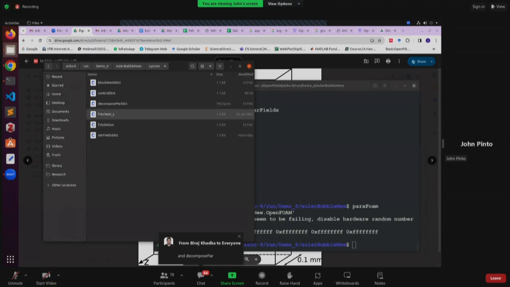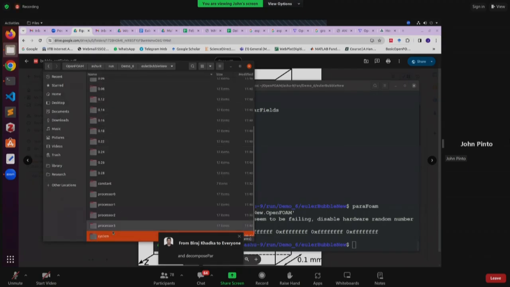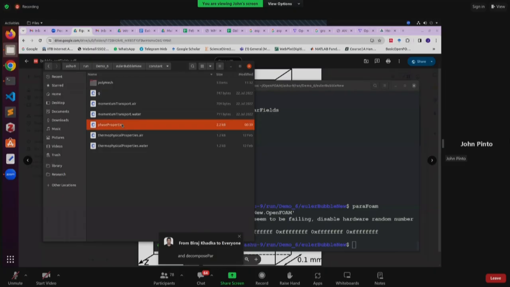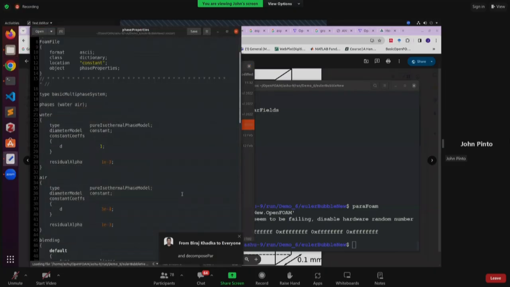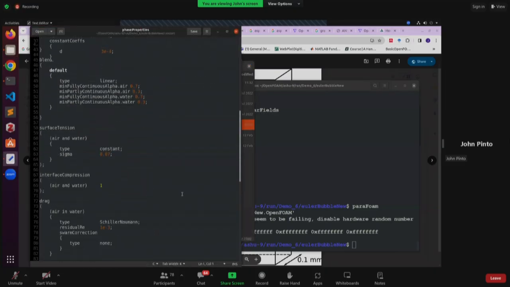Go to system constant phase properties, and maybe this interfacial compression that is there, maybe reduce it a little, make it 0.1, 0.2. This is something that you can try, but you can try that on your own a little later.